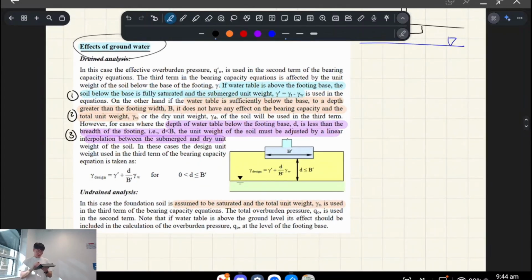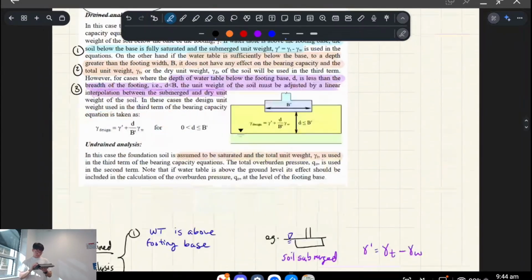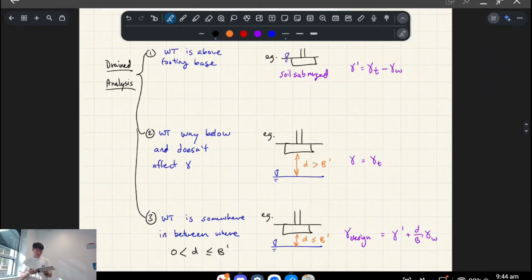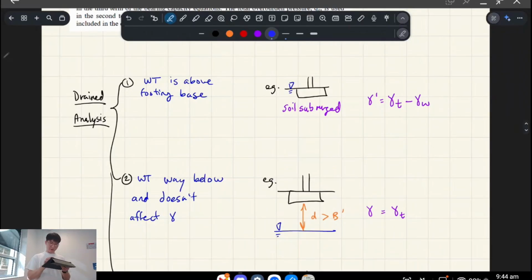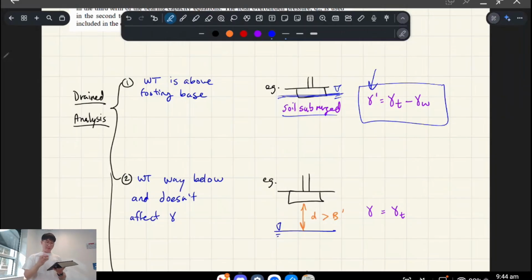Let me just show you what I've written before. Under drained analysis, if your water table is above the footing base, so I've drawn it like this, but your footing base is here actually, even if the water table is here, it's technically considered as submerging all your soil. So in the case where your soil is submerged, you have to use an effective unit weight, which removes the portion of your water weight, so subtract 9.8 kilonewtons per meter cubed.